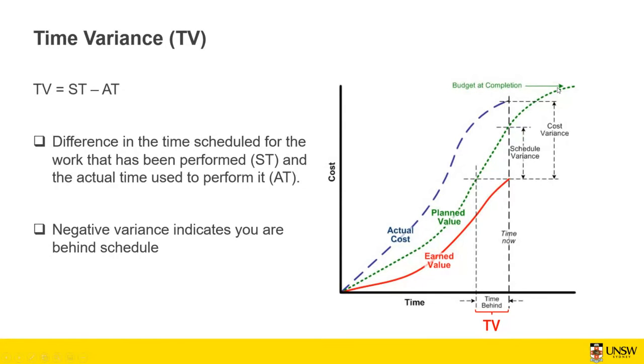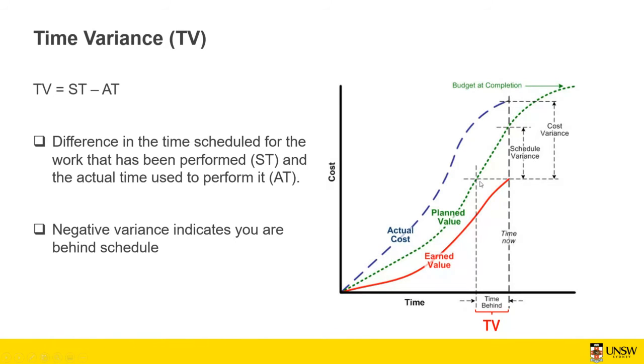Okay, so that was the schedule variance and the cost variance. We also got time variance. So time variance is the difference in the time scheduled for the work that has been performed, the scheduled time, and the actual time used to perform it. So let's go back to the bathroom. So let's say this is the 6 months that we discussed.